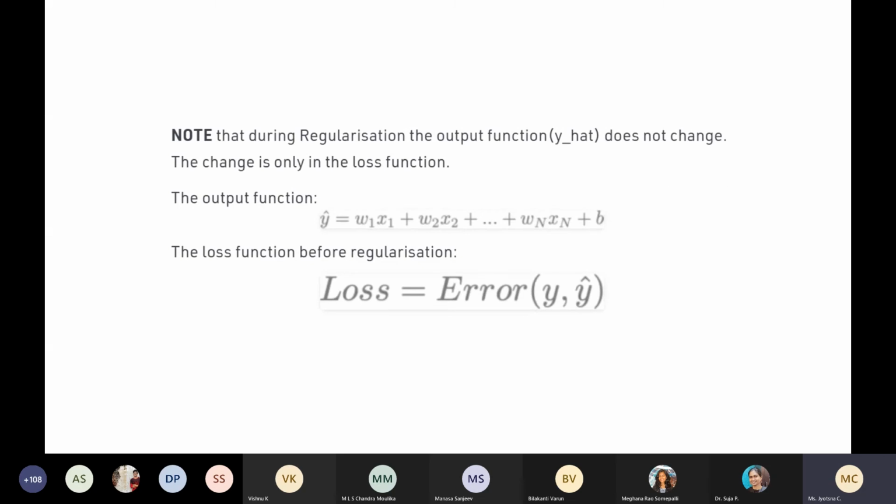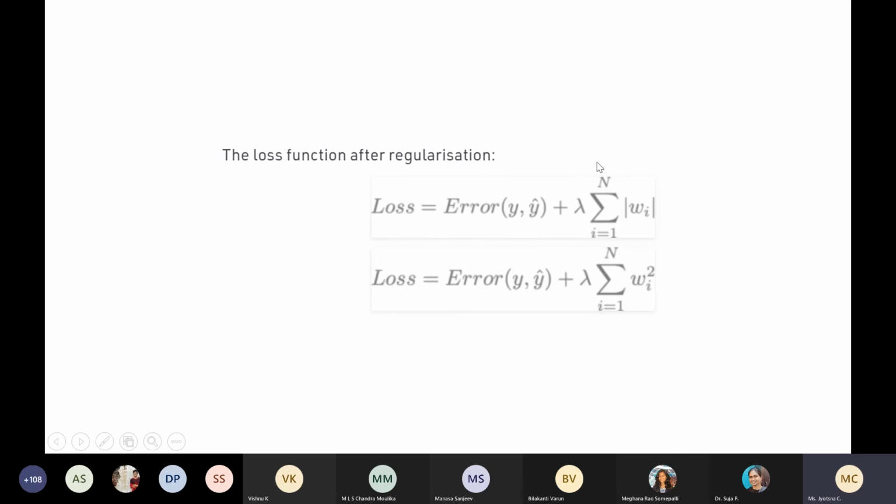So this shows what y cap is, our old formula, w1x1 plus w2x2, all those things plus bias. But how does it change in the case of regularization? The loss function is normally error of y comma y cap. But when we introduce regularization, we are adding an extra penalty term. In the first regularization method, it is lambda into the sum of all the weights' absolute values. The second one is lambda into the sum of all the weights squared, its root is also there. That is the second term.